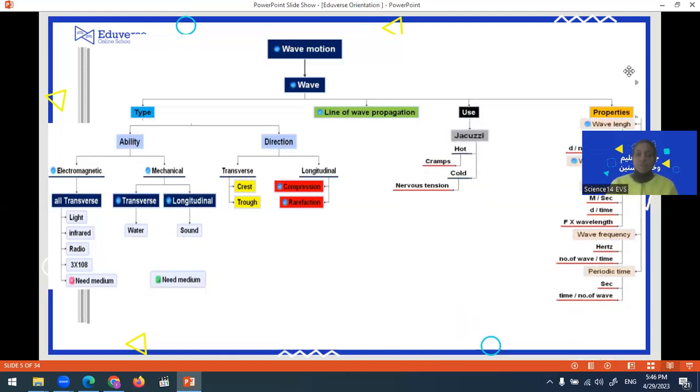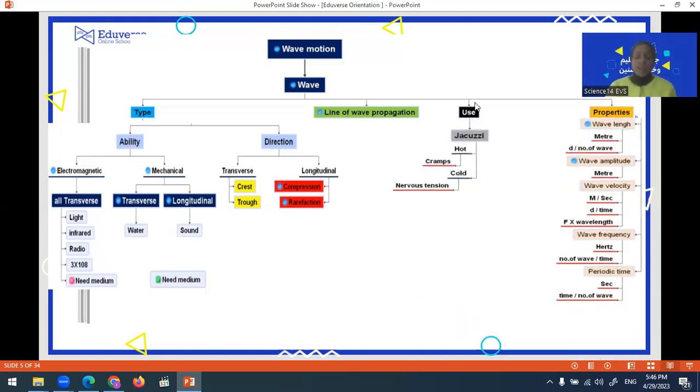Okay, for example, in wave motion, we have a very important use, which is the jacuzzi. We can use concentric water waves with hot water, and we can treat cramps with them. We can also use the jacuzzi with concentric water waves, but the water here will be cold, and we can treat nervous tension using them.